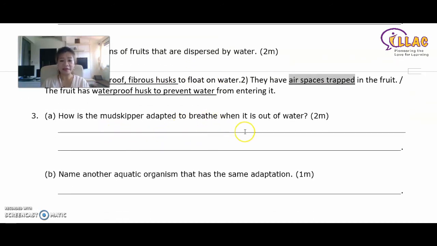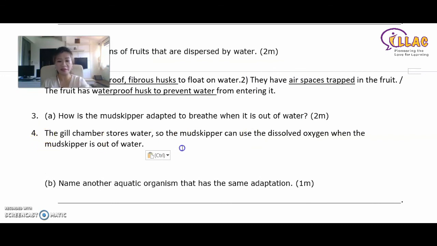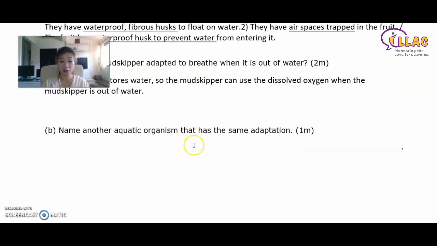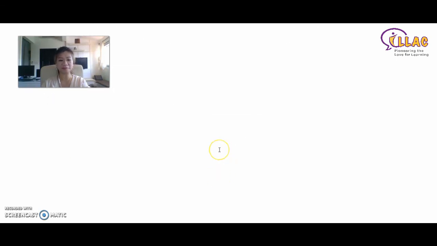How is the mudskipper adapted to breathe when it is out of water? I mentioned just now, actually, I shared with you a picture. It is because of the gill chambers. The gill chambers will store the water. So really, this is all about knowledge. If you know what these animals are, you will be able to answer this pretty simply. The gill chamber stores water. The mudskipper can use the dissolved oxygen inside when it is out of water. That's all. So the keyword is gill chamber. Another aquatic organism that has the same adaptation will be the crab. So again, this is pure knowledge. You need to know all this.